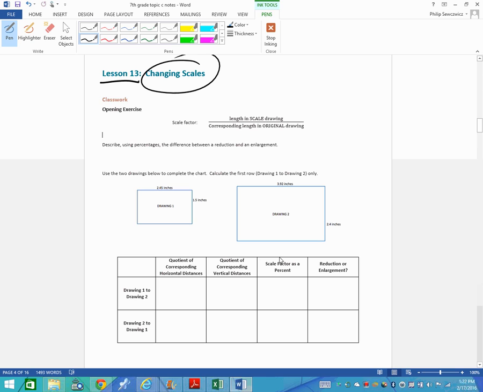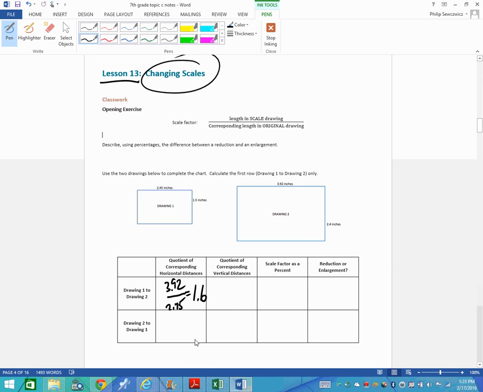So if we're looking at what we've got going on here, and we saw this yesterday. Quotient of corresponding horizontal. So horizontal going left to right. We've got from drawing 1 to drawing 2. So drawing 1 is considered the original because that's what we're starting with. So that's why it'll be in the denominator. So that's why the 2 and 4500ths will be down there, whereas the 3 and 9200ths will be up there. If we do reach for a calculator and we type that in, we do get 1 and 6/10.